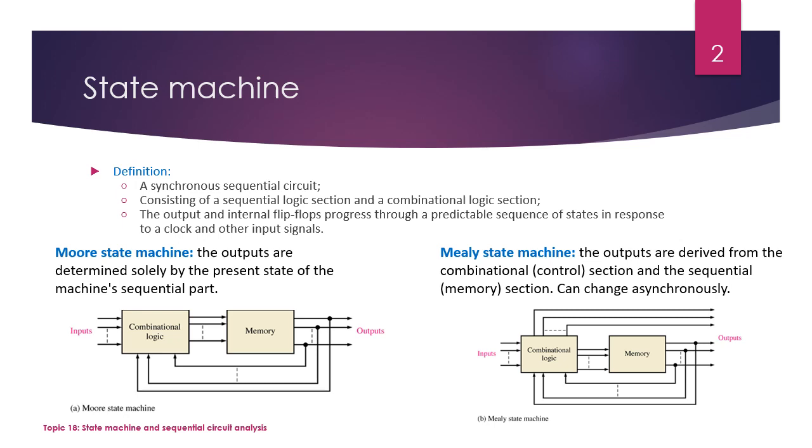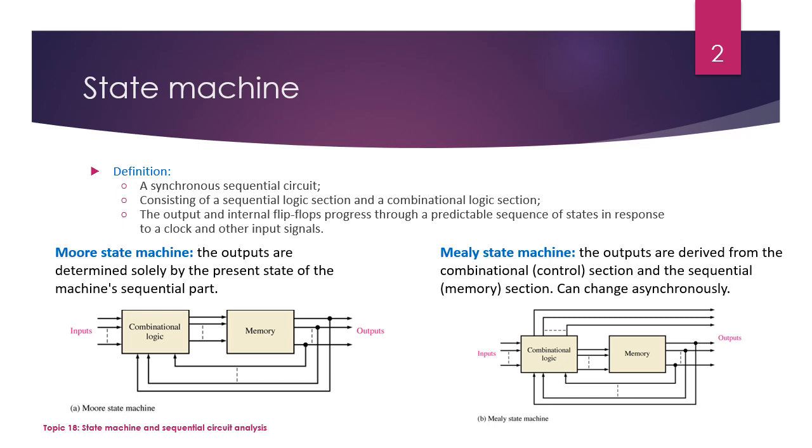Okay, so very similar to the counter. That's why it's very important to understand the synchronous counter. It can help us understand this general state machine. There are two types of state machine. The first one is known as the Moore state machine. In a Moore state machine, the outputs are determined solely by the present state of the machine's sequential part. In other words, the output is only determined by the memory circuit, or the output of the flip-flops.